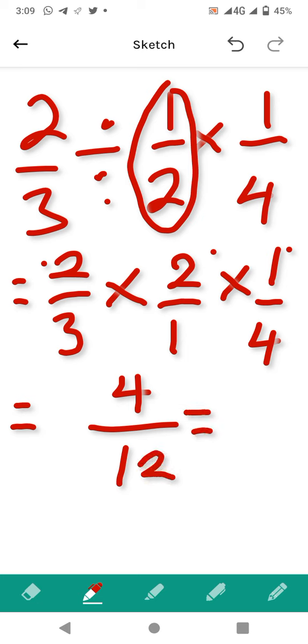In its lowest term, the HCF of 4 and 12 is 4. 4 goes into 4, you have 1. 4 goes into 12, will give you 3. So 4/12 is 1/3 in its lowest term.